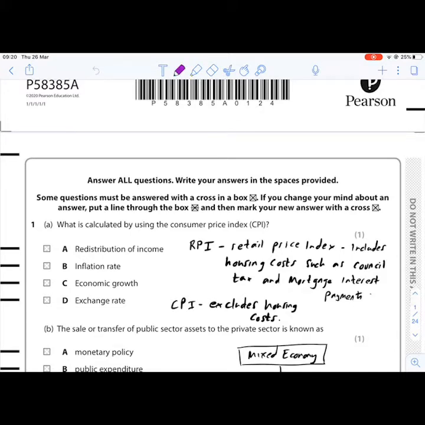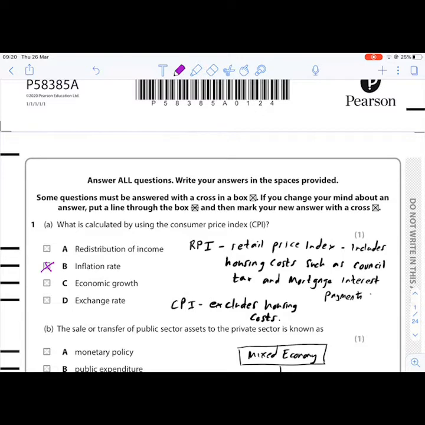What is calculated by using the consumer price index? So what is calculated by using the consumer price index? Well, the consumer price index is used to calculate the inflation rate. So the answer is B.